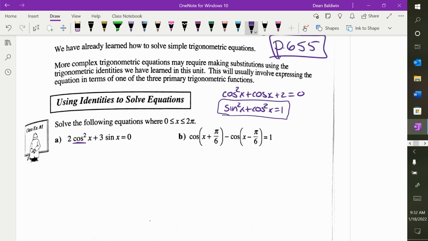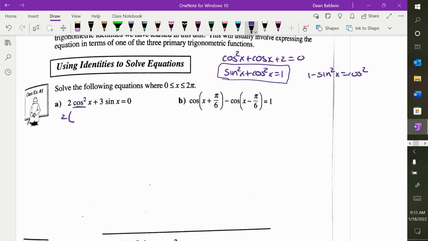You're going to use that identity because I've got cos squared. So how do I write cos squared as a sine function? It's going to be 1 minus sine squared x, right? That's your substitution. So I get 2, please bracket everything, times, instead of writing cosine, I write 1 minus sine squared x plus 3 sine x equals 0.